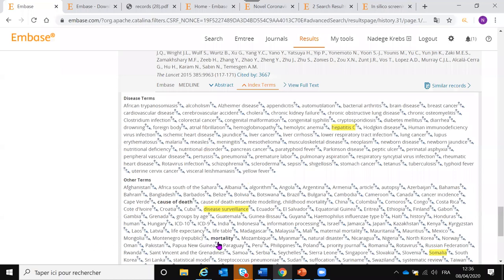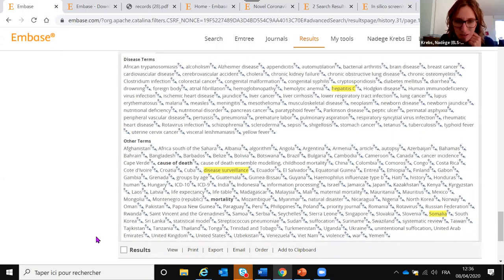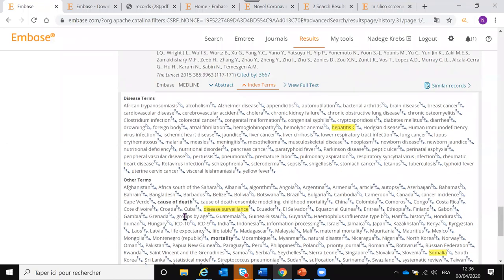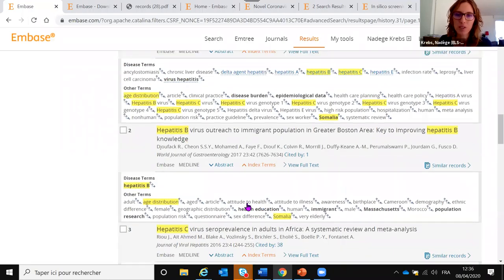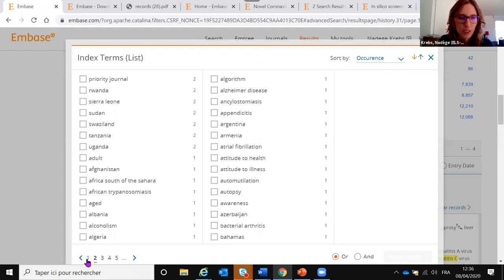Thank you very much. Maybe by looking at the other terms, maybe we could add things like, these are the terms. Yeah, it's to be checked. Maybe with the index miner, we would see what are the other terms that are being indexed. These are more the countries. Human and Somalia. Yeah, but that makes sense. Like to know, should we add, then that would make sense. Attitude to health, attitude to illness, no.